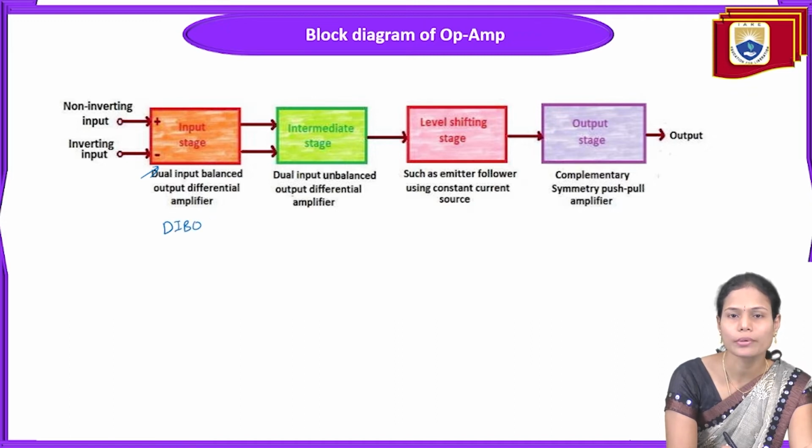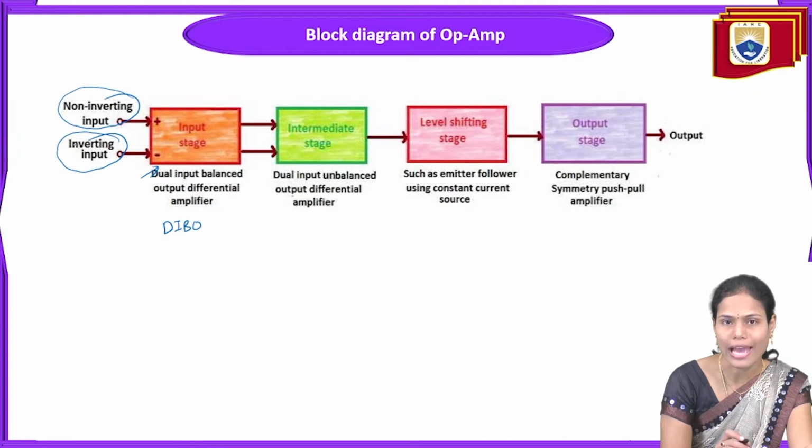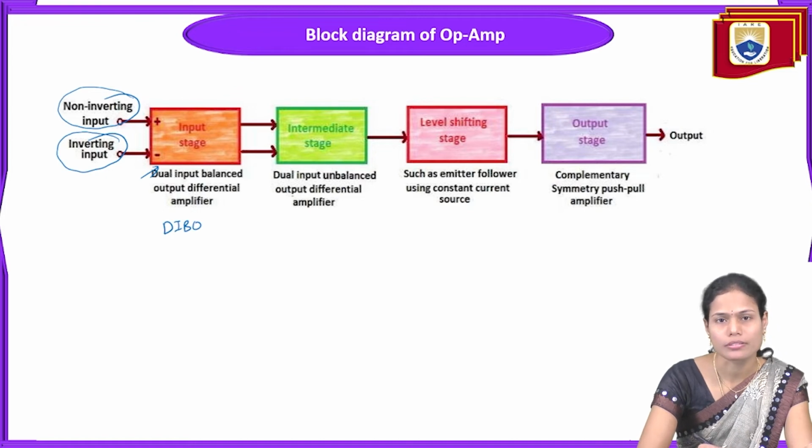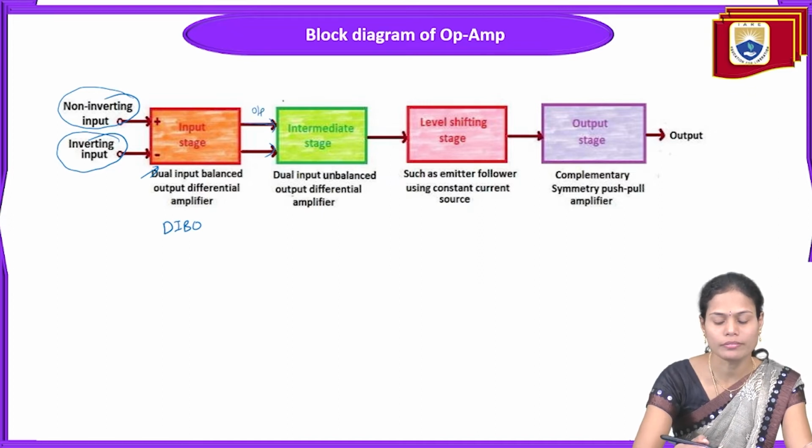Dual input means it has 2 inputs. One is the positive input and one is the negative input. The positive input we call the non-inverting input, and the negative input we call the inverting input of the differential amplifier. Those 2 inputs of the differential amplifier act as the input terminals of the operational amplifier. Balanced output means across the 2 collectors of the differential amplifier, we measure the output. So that's why we get 2 outputs here.